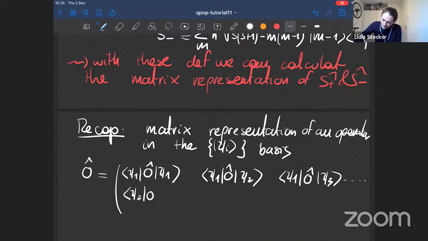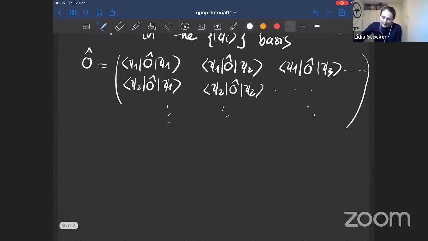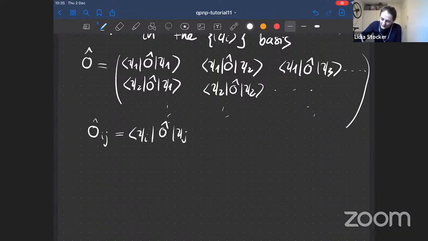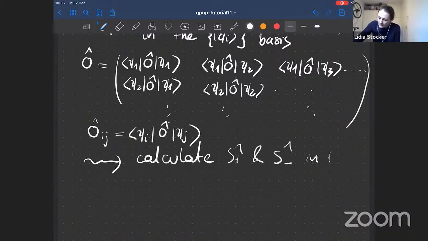Here I will have psi 2 O psi 1, psi 2 O psi 2, and so on, and the rest for all of the elements of this matrix. In many cases you write O_ij, to say this is the element of the matrix in the i-th row and j-th column, psi i O psi j. Okay. So now what we are doing, we apply this to calculate S plus and S minus in this way.